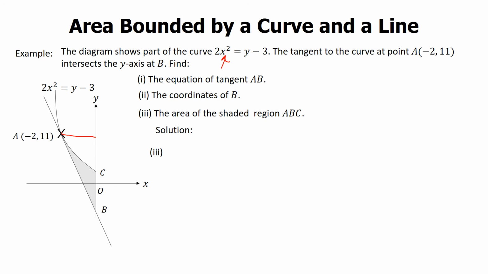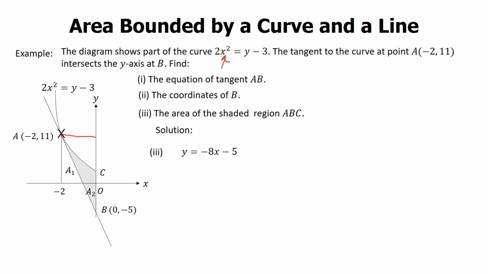to the x-axis. So first, I draw this straight line, and this is -2. The coordinates of B is (0, -5). I label this triangle, the area of this triangle, as A1, and the area of this triangle is A2.